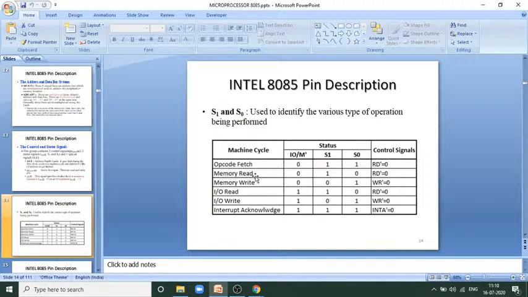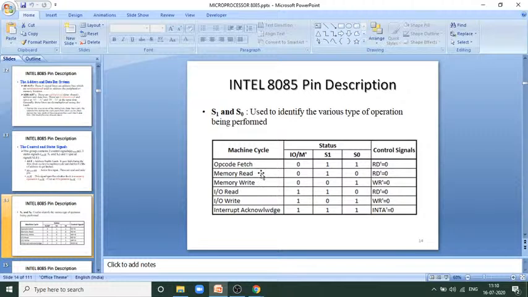There are three memory operations: opcode fetch, memory read, memory write. There are three IO operations: IO read, IO write, and interrupt acknowledgement. When the status is 011, the opcode fetch operation is performed. What is opcode? What is opcode fetch? You have already learned in computer architecture and organization.